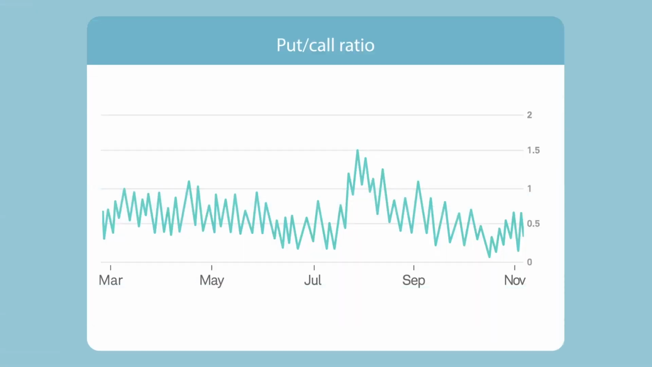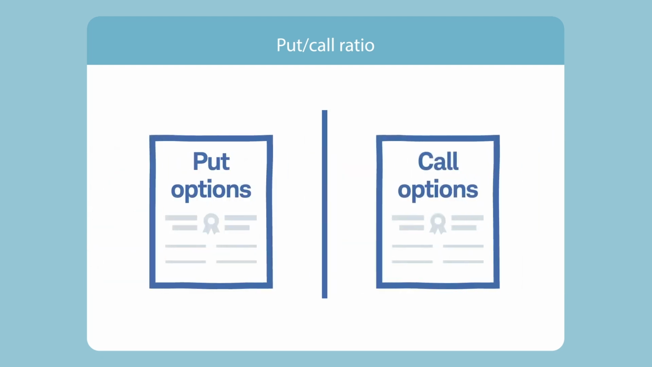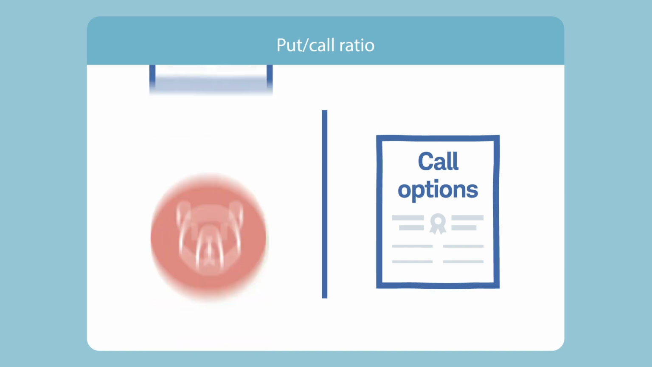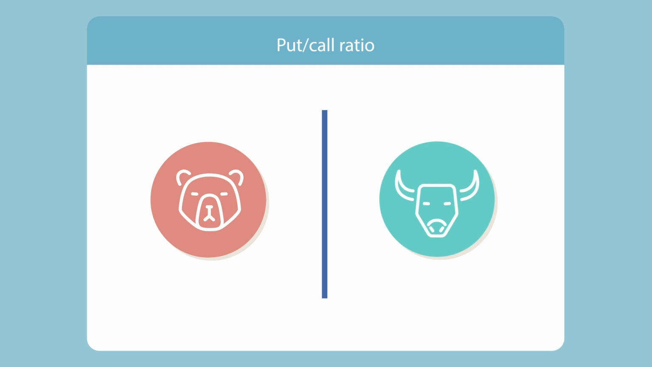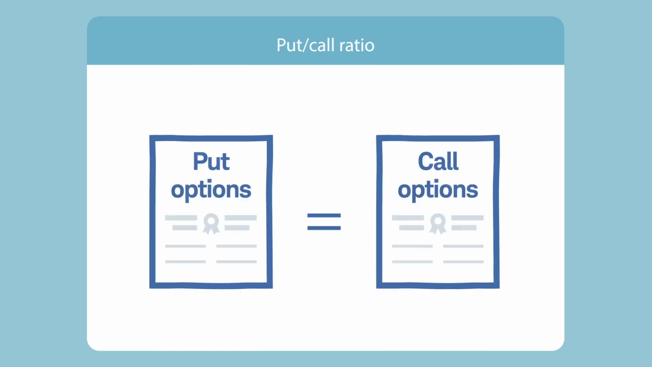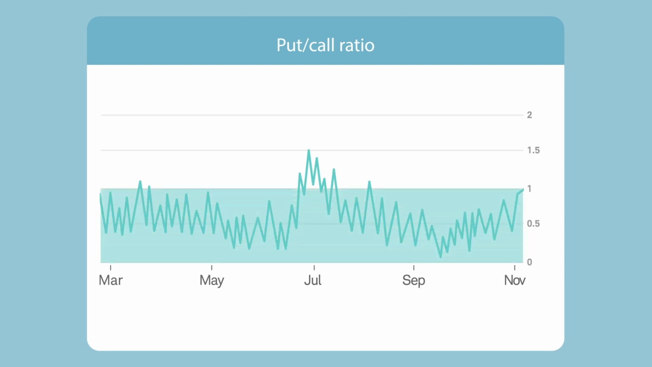One of these is the put-call ratio. This indicator compares the number of puts purchased versus the number of calls purchased on stocks in a broad index like the S&P 500. Puts are commonly purchased when investors are bearish, while calls are commonly purchased when investors are bullish. If there were an equal number of calls and puts purchased, the ratio would be 1. However, investors tend to be bullish more often, so the ratio tends to be below 1 most of the time.